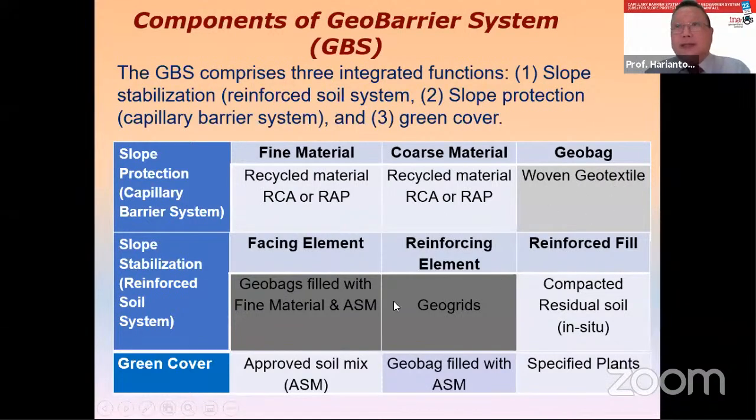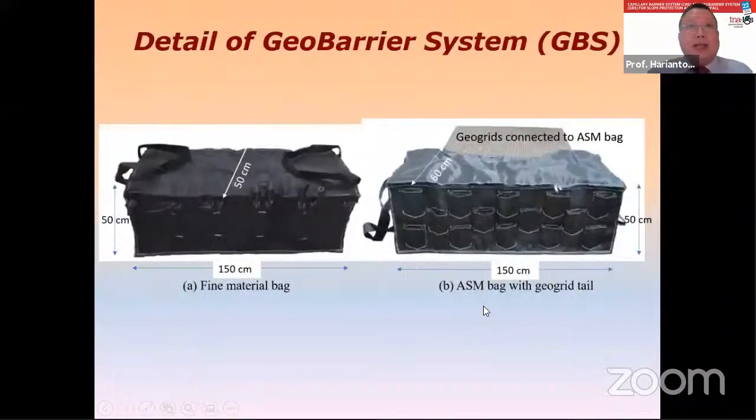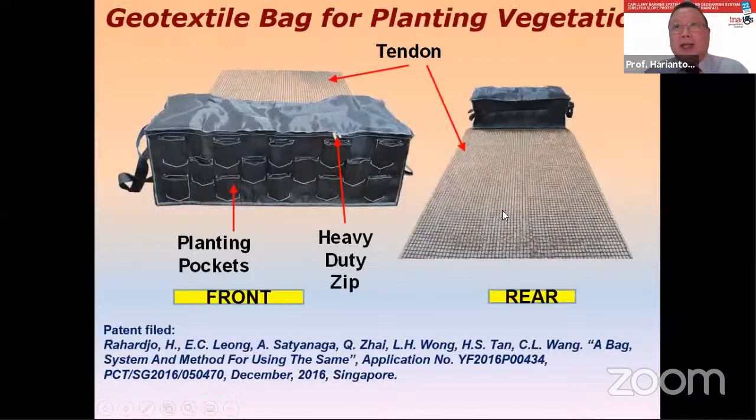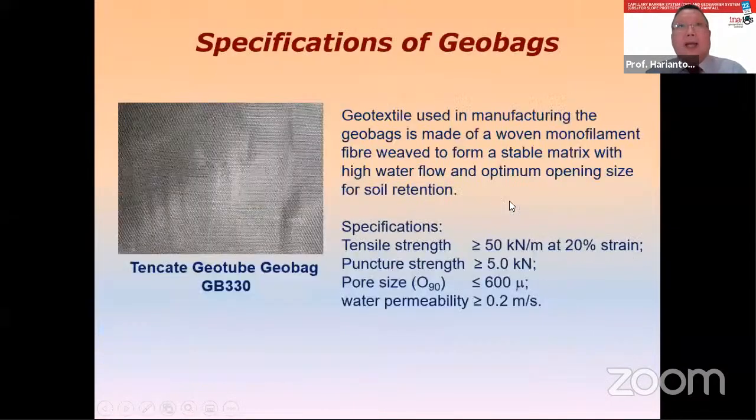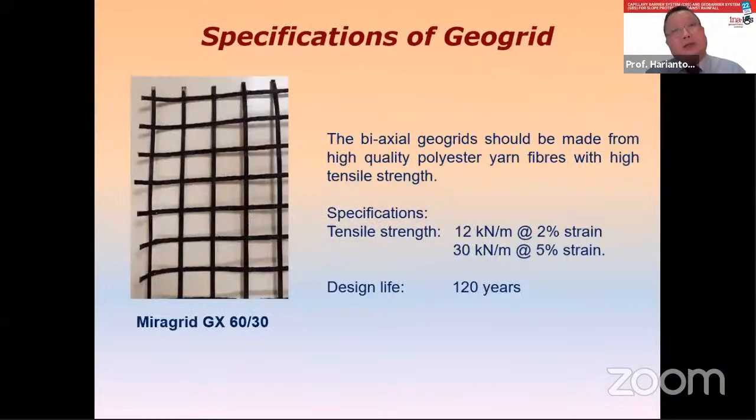And the geobag is the woven geotextile, and the front bag is basically fine material, and the geogrid. So that is the geobag, to contain the approved soil mixtures. You can see all this pocket is basically to place the root of this plant. And we have a geogrid at the back connected to the ASM bag. That's the tendon. These are the planting pockets in the front, and these are the geotextile used in the front. And then the specifications of the geobags, and these are the geogrid that we use.